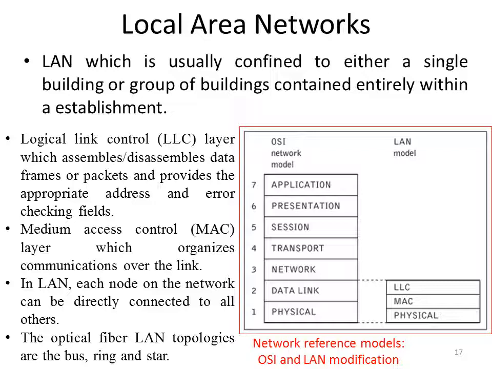A medium access control layer organizes communications over the link. In a LAN, each node on the network can be directly connected to all others. This is the main difference between LAN and WAN, wide area network and local area network.